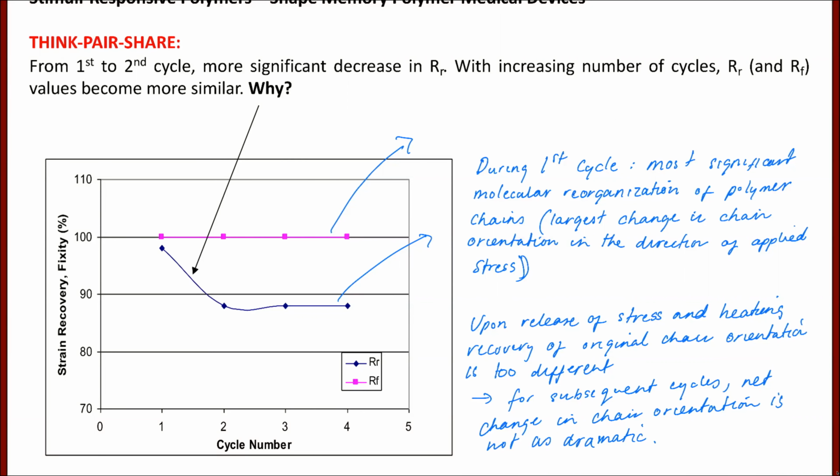Right, so just to recap, during the first cycle we see the most significant molecular reorganization of polymer chains. That's the largest change in chain orientation in the direction of the applied stress. Upon release of stress and heat, recovery of the original chain orientation is different. For subsequent cycles, the net change in chain orientation is not as dramatic. It's hard to say all those things in one sentence.